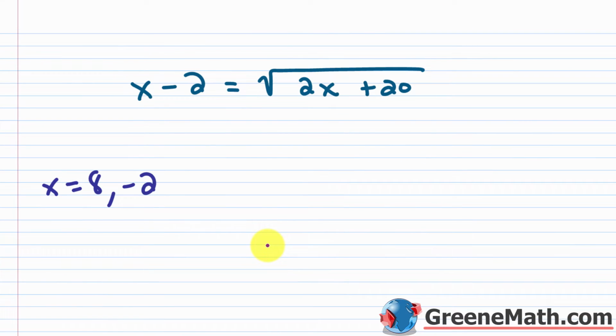All right, let's start by checking 8. So over here on the left, you'd have 8 minus 2, which is going to be 6. And this should be equal to, if you plugged in an 8 here, 2 times 8 is 16. 16 plus 20 is 36, and the principal square root of 36 is 6. So this one works as a solution. The next one is going to be rejected. It's going to be an extraneous solution. So negative 2 minus 2 is negative 4. We're saying this is equal to, if you have 2 times negative 2, that's negative 4. Negative 4 plus 20 is 16, and the principal square root of 16 is going to be 4. So this is a false statement. So that's why we reject this x equals negative 2.